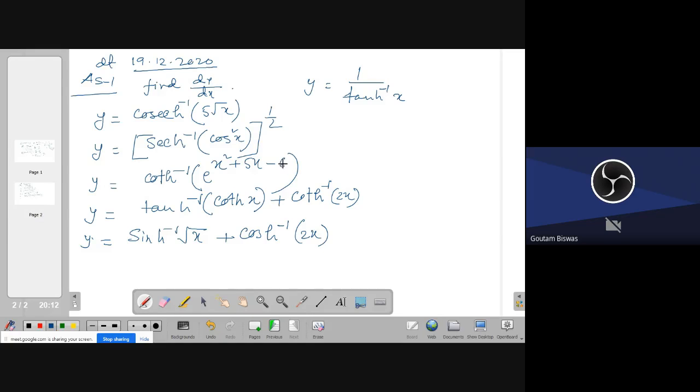Okay, you submit these assignments by say 23rd, 25th December 2020. From 25th to 1st December, most probably college will be closed. But you can send the assignments during this time, as I told you. Next page.